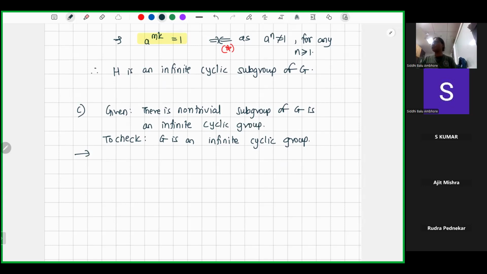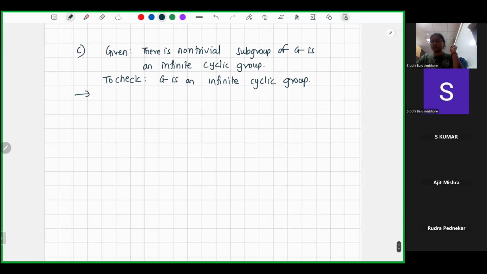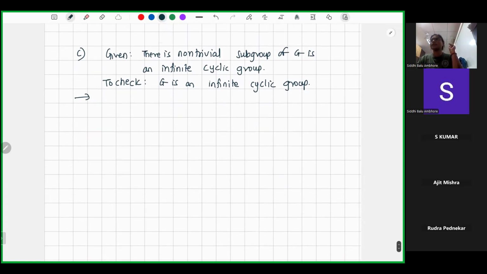Is this always true? That if a non-trivial proper subgroup of G is cyclic, then G is also cyclic. No, right? Yeah. Can you give me an example? As suggested by someone, it's not true. But can you give me an example?